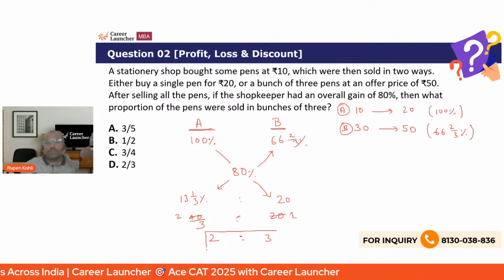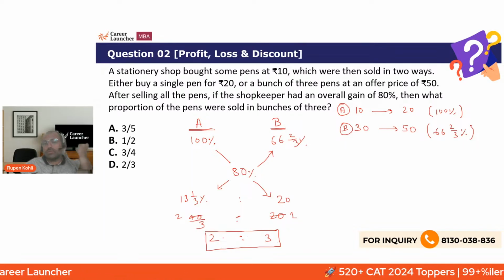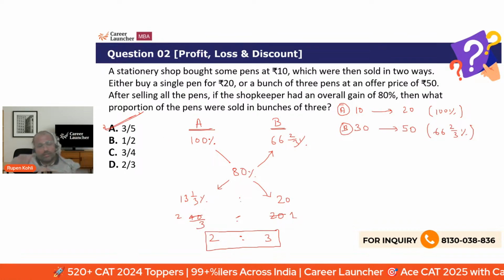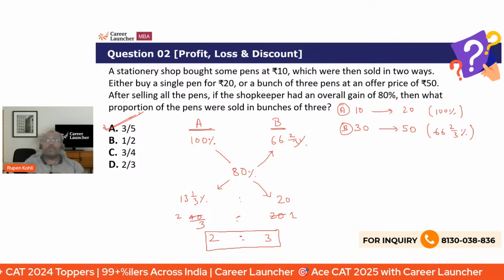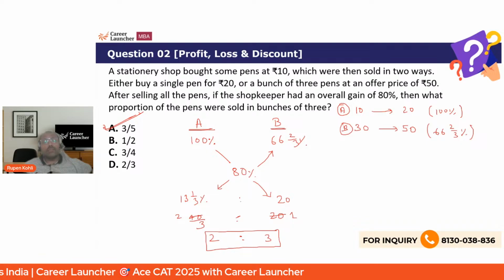So from the ratio, I can tell that the fraction share of the bunch B, 2 is to 3 is the ratio. So out of 2 plus 3, 5, 3 is bunch B. So that's a fraction of 3/5, right? 2/5 were loose pens sold for 20 rupees, and 3/5 of them were sold in bunches of 3.